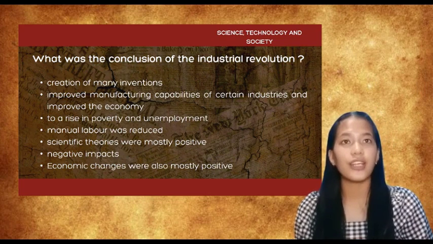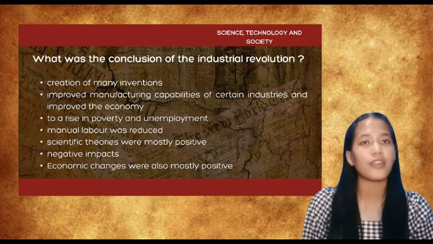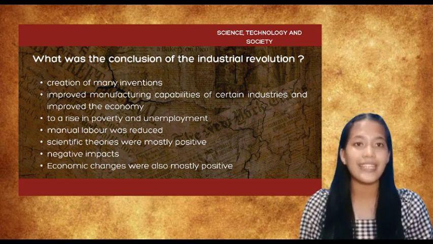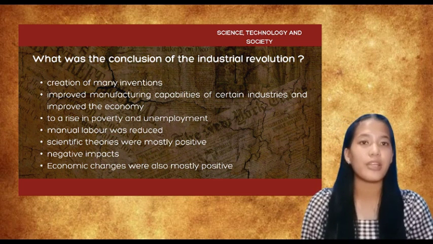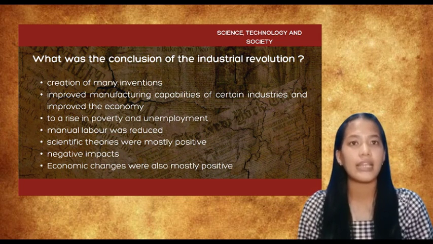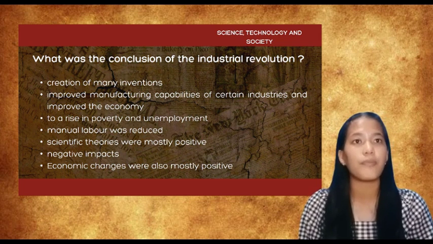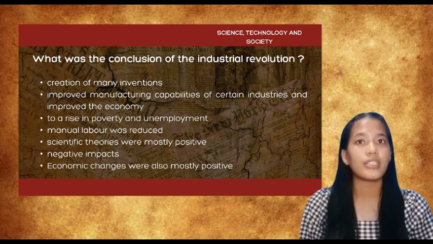The conclusion of the Industrial Revolution was the creation of many inventions that improved the manufacturing capabilities of certain industries and improved the economy. Inadvertently, this also led to a rise of poverty and unemployment as the demand for manual labor was reduced. Many of these changes had positive effects, but quite a few negative effects. The new scientific theories were mostly positive because many resulted in inventions that improved the quality of life for most people. Social changes had both positive and negative impacts.